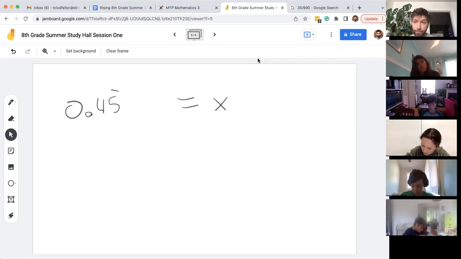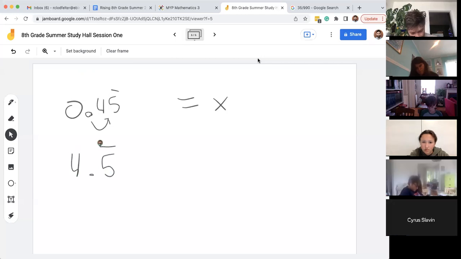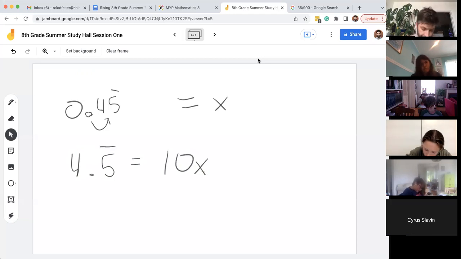Then I need to multiply that number by an amount of tens required to get the repeating pattern snug behind the decimal. In this case, it's just once. And if I multiply it by 10, I get 4.5 repeating forever. And that's going to equal 10 times x, or 10x.